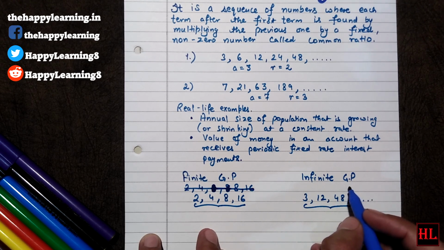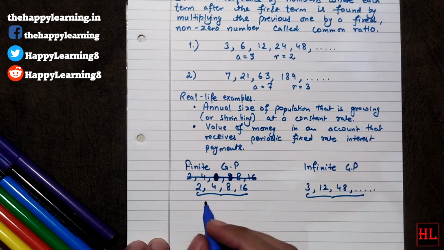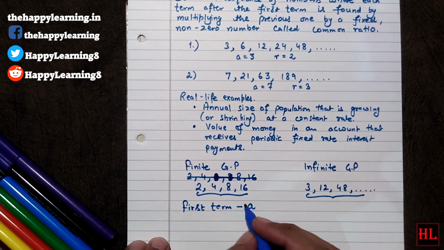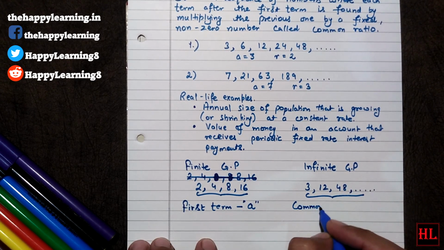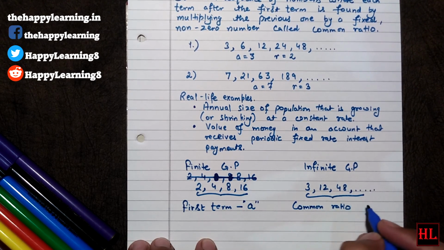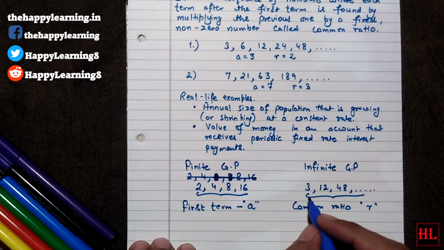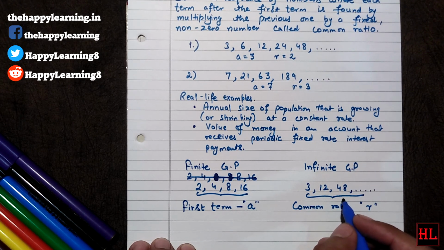Now let's learn some basic terminology. The first term of a GP is denoted by symbol A. The common ratio is denoted by symbol R. R is the common ratio which can be calculated by dividing any term by its previous term. R can be positive or negative integer, whole number, a fraction, or even an irrational number.